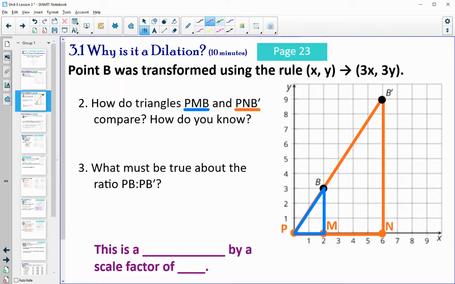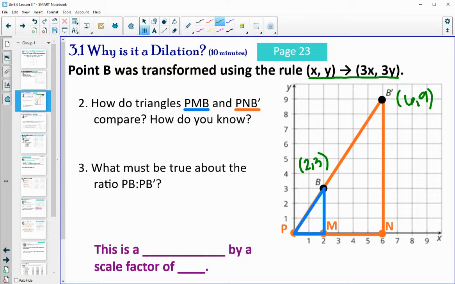So they had followed this rule up here to get point B, right? So they took the X coordinate of the B and tripled it. They took the Y coordinate of the B and tripled it. So B started at the point 2, 3, and now it is at the point 6, 9. So how do those two triangles compare?